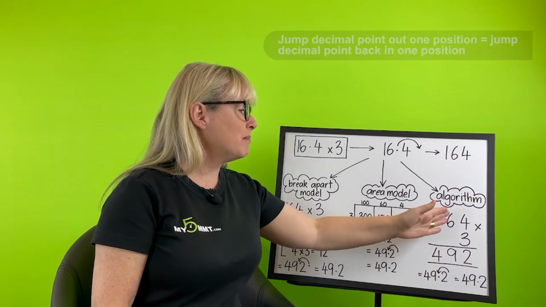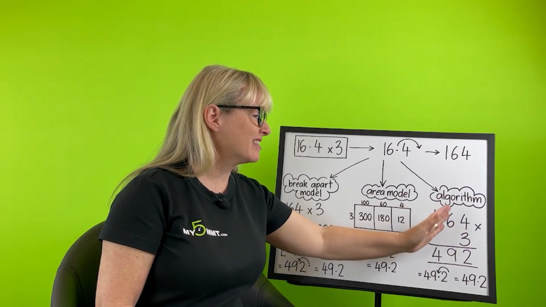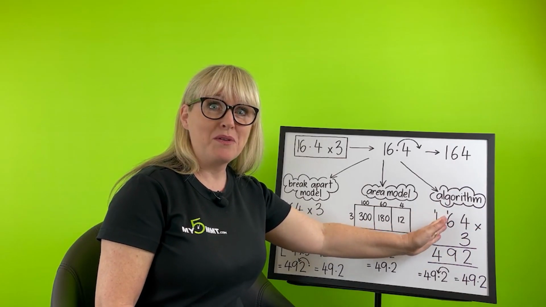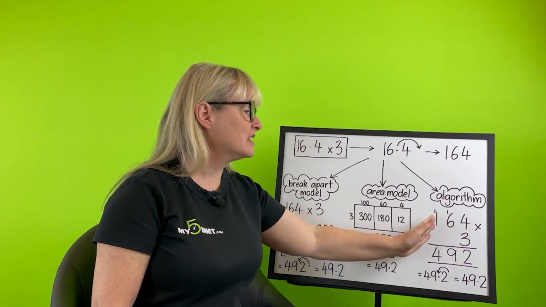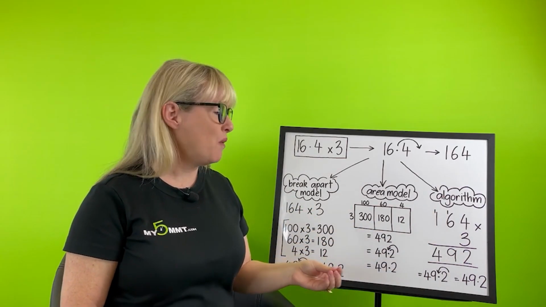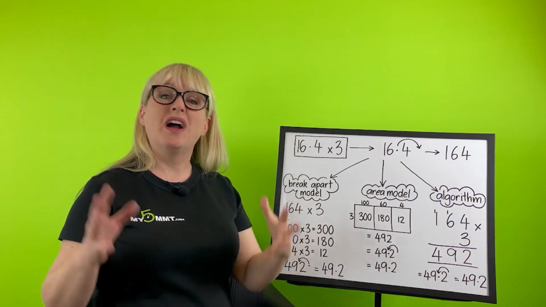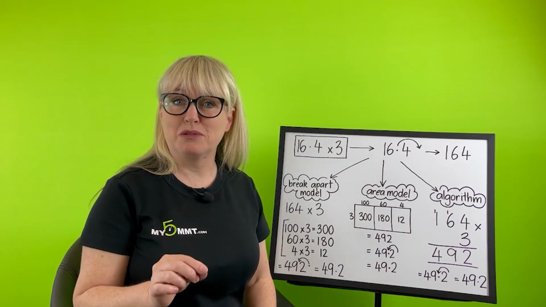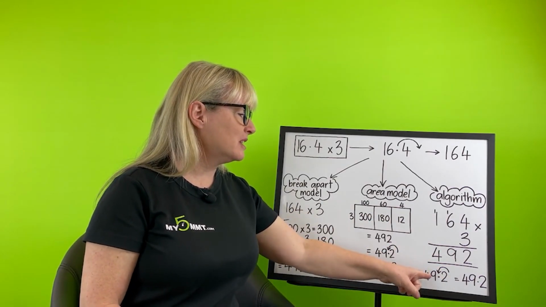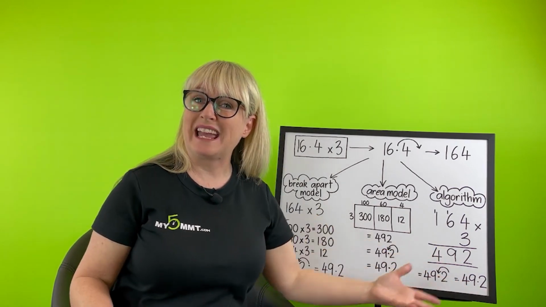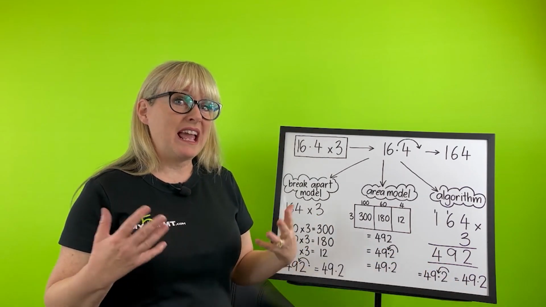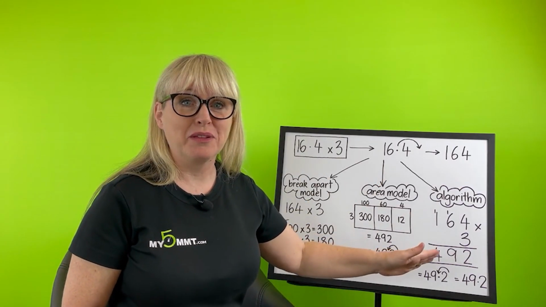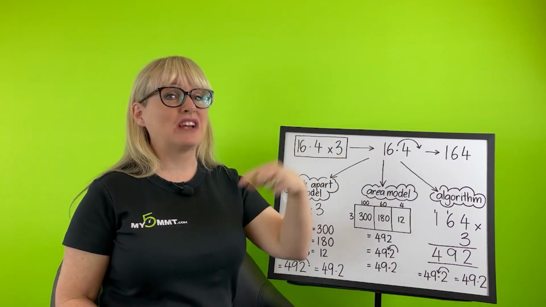Even an algorithm, where I'm multiplying 3 times 4 is 12, bank the 10, 3 times 6 is 18, add one more, put down the 9 and bank the 10, and 3 times 1 is 3 and grab that extra one, 4, and put 492. After doing an algorithm, I still need to make sure I jump that decimal point back. So it jumps one position back in and it's 49.2 again. So whatever style, whatever model I choose to use, whether it's break apart, area or algorithm, after I've got my answer, I need to jump back in.